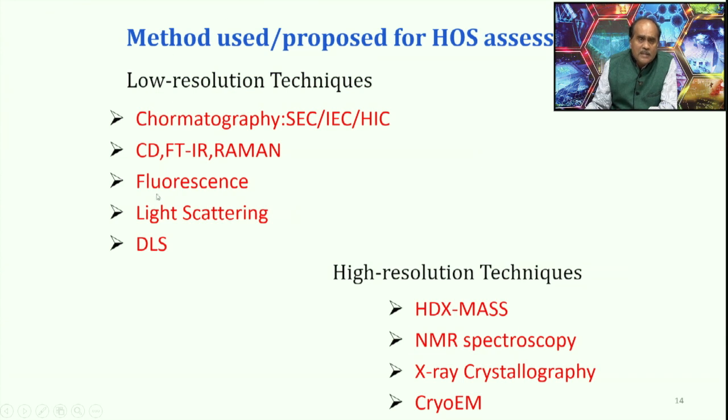But along with these low resolution techniques, there are some high resolution techniques like hydrogen deuterium exchange with mass spectroscopy or NMR spectroscopy that are used. X-ray crystallography that we started with is also used. So you have to crystallize the proteins, biologics or biosimilar, and compare how the diffraction pattern or structure is coming. Now slowly cryo-EM is also becoming popular for big biological molecules. So these are high resolution techniques that are used.